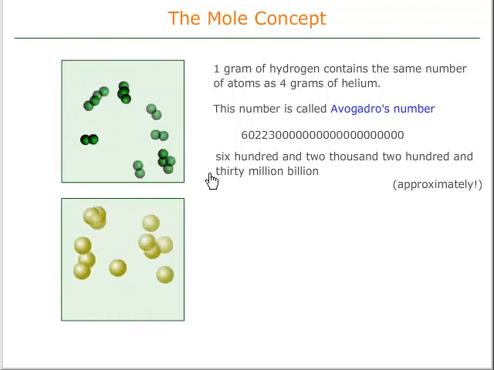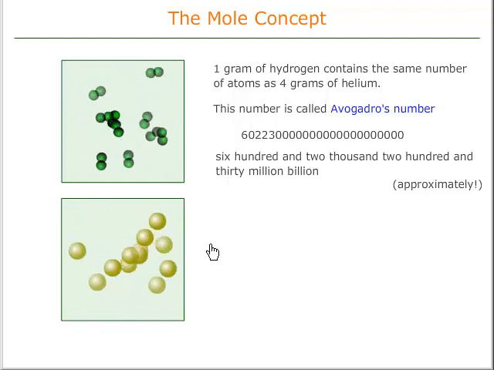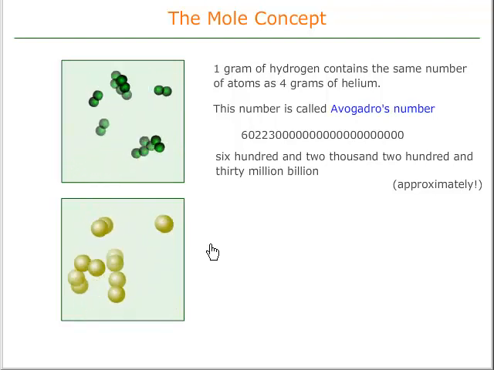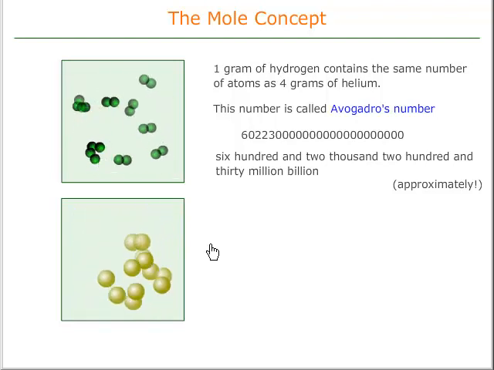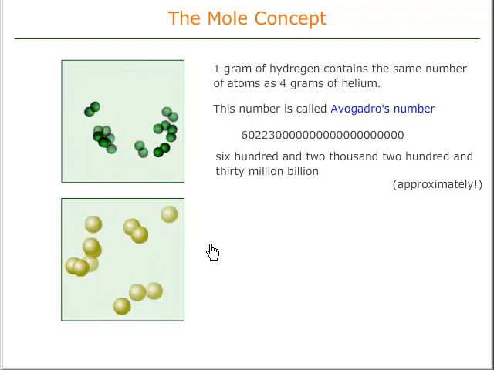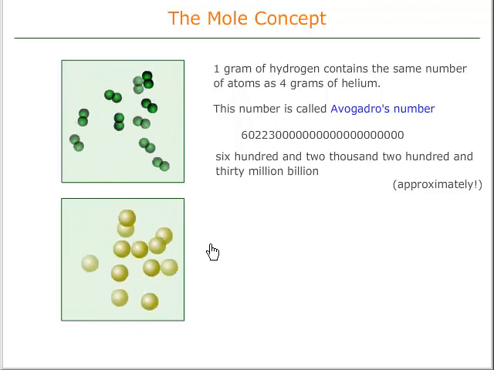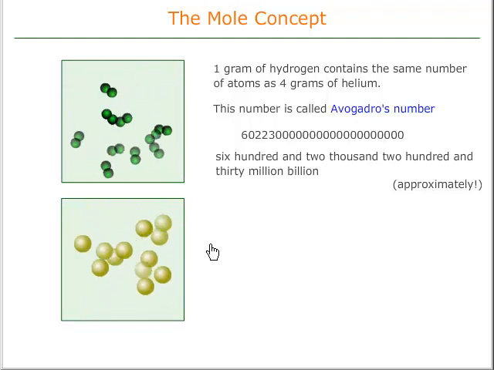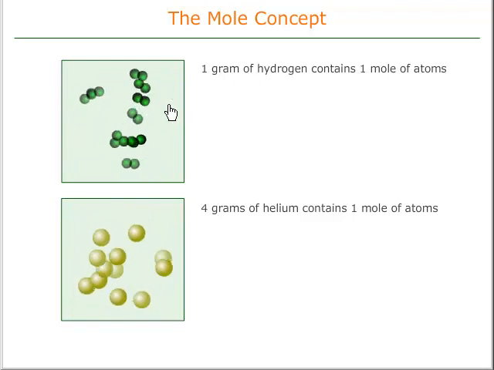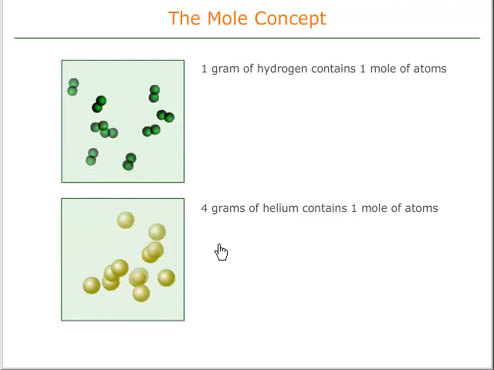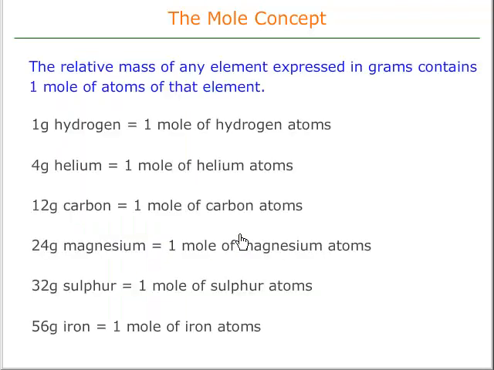Now we could keep on saying 602,230 million billion, or we could give it a simpler name. So what we do is we call this number 1 mole. In the same way as we call 12 a dozen sometimes, well, this huge number, Avogadro's number, is simply described as 1 mole. So 1 gram of hydrogen contains 1 mole of hydrogen atoms. 4 grams of helium contains 1 mole of helium atoms.